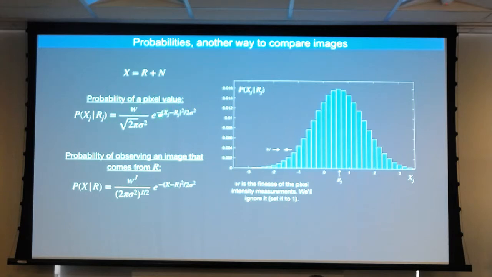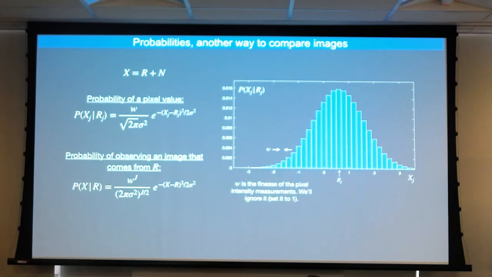So this is what the math looks like. This is the Gaussian function. This is the normalization of the Gaussian function. And this w is the finesse, the precision of my measurement of intensity. So if I'm saying, do I get, for example, exactly the same intensity values? Well, that just means that x of j falls within this particular bin.